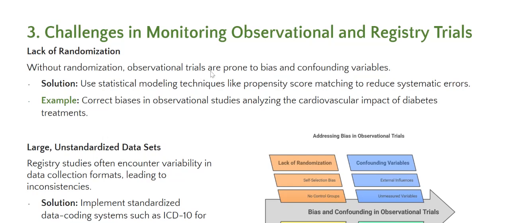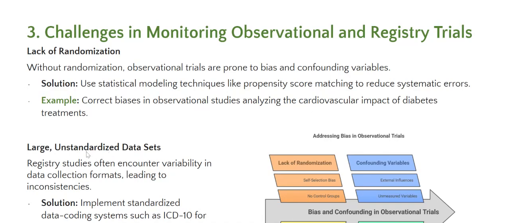Without randomization, observational trials are prone to bias, errors, and confounding variables. The solution for that is to use statistical modeling techniques like propensity score matching to reduce systematic errors. Example: correcting biases in observational studies analyzing the cardiovascular impact of diabetes treatment.